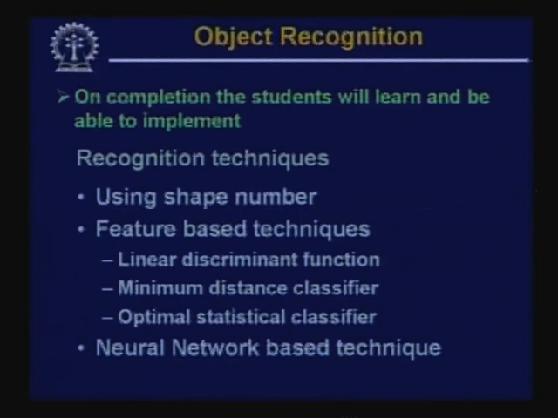And lastly, we will talk about another approach of recognition, which is the neural network based technique, and this also makes use of the feature vectors as the descriptors of different objects or different object shapes. So, the first one that we will talk about today is the shape number based approach, the recognition technique using shape number.